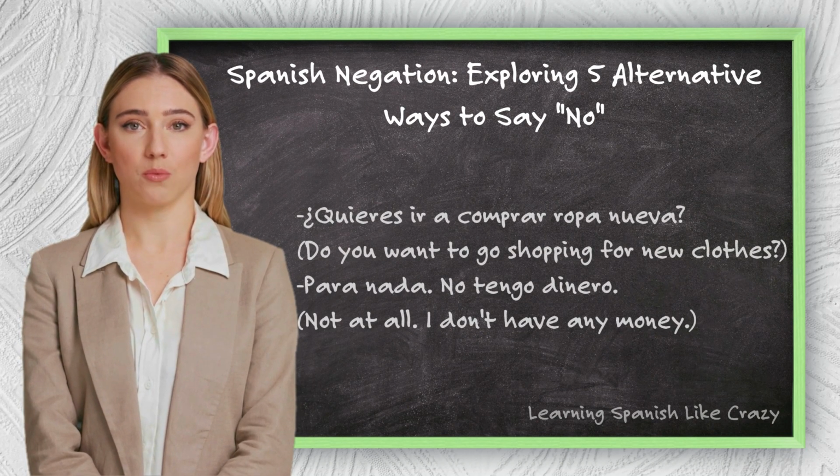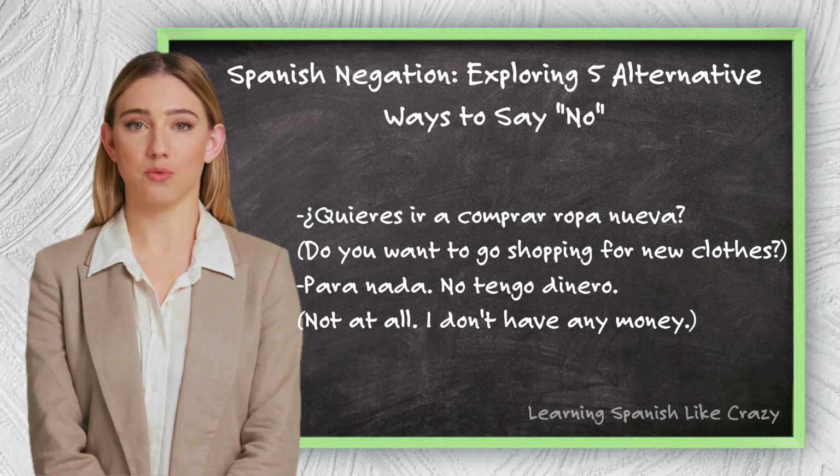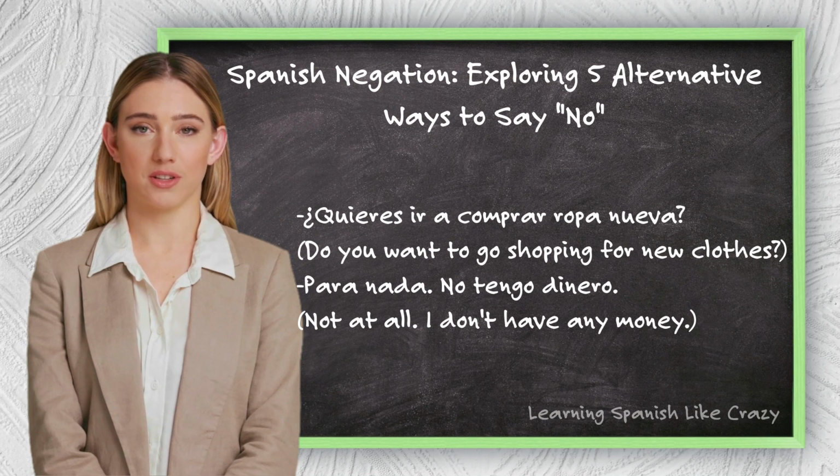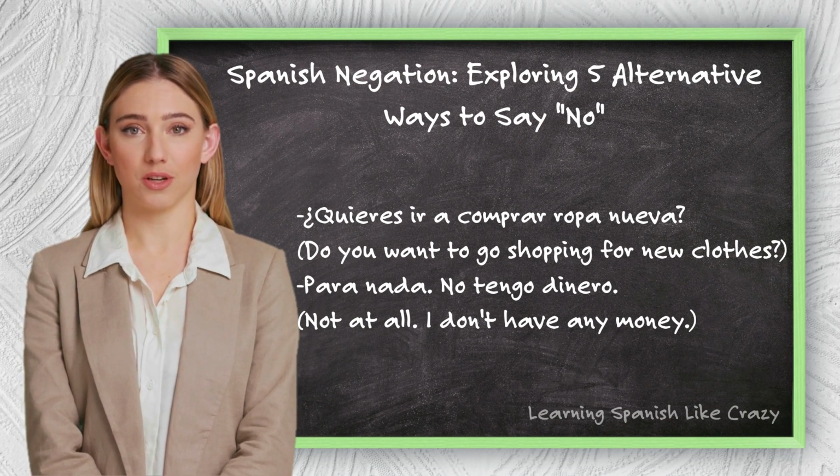¿Quieres ir a comprar ropa nueva? Para nada. No tengo dinero. In this dialogue, someone is asking, do you want to go shopping for new clothes? But, since the other person doesn't have any money, they reply with, not at all. They follow by saying, I don't have any money, to further explain their reason.